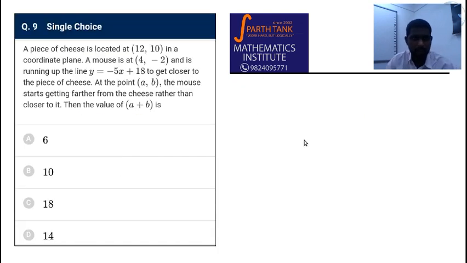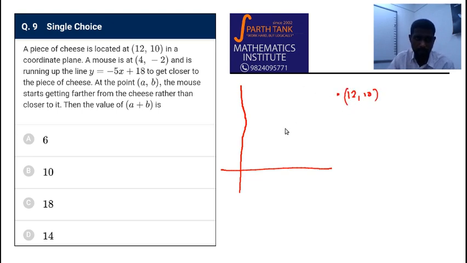Question number 9. A piece of cheese is located at (12, 10) in a coordinate plane. Where is (12, 10)? Let us say (12, 10) is here. A mouse is at (4, minus 2). (4, minus 2) is going to be back here. And is running up the line y is minus 5x plus 18 to get closer to the piece of cheese. Well, y is minus 5x plus 18 is going to be a line this way.